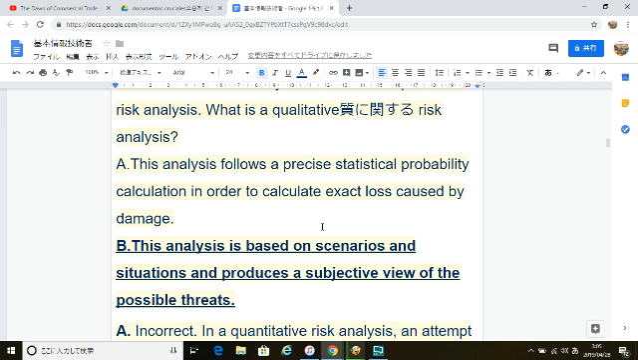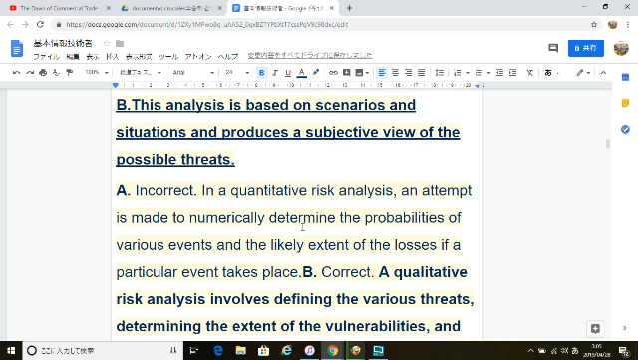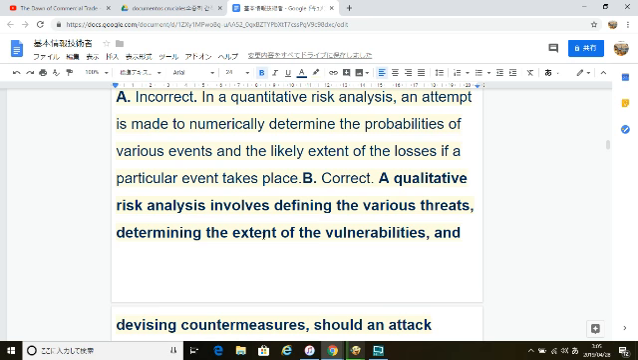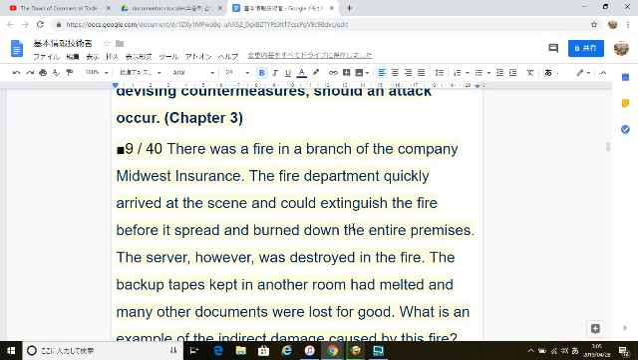A. Incorrect. In a quantitative risk analysis, an attempt is made to numerically determine the probabilities of various events and the likely extent of the losses if a particular event takes place. B. Correct. A qualitative risk analysis involves defining the various threats, determining the extent of the vulnerabilities, and devising countermeasures, should an attack occur. Chapter 3.